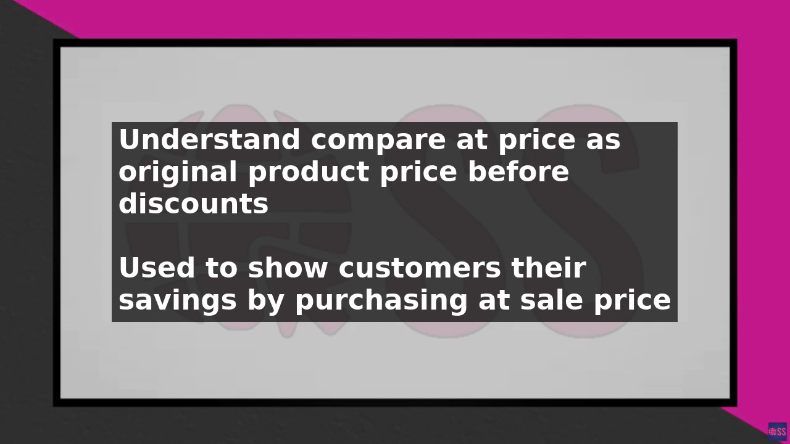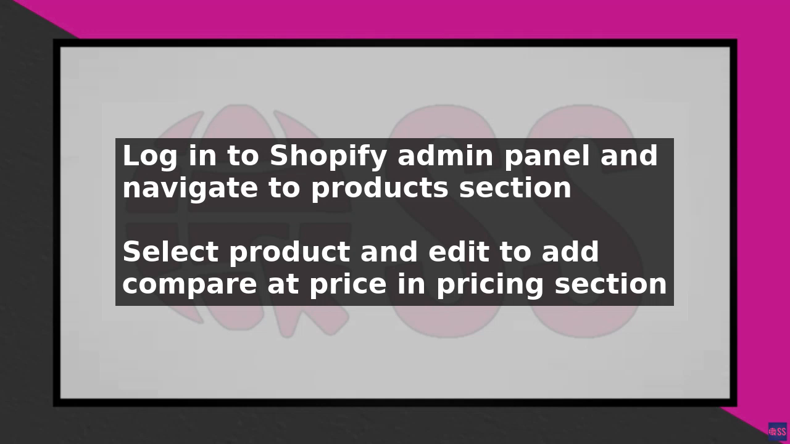First, log into your Shopify admin panel and navigate to the Products section. Select the product you want to add a compare at price to and click on the Edit button. Scroll down to the Pricing section and click on the Add Compare At Price button.